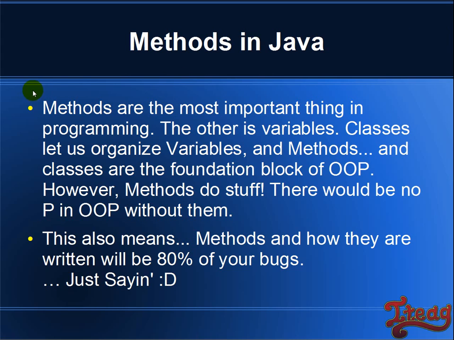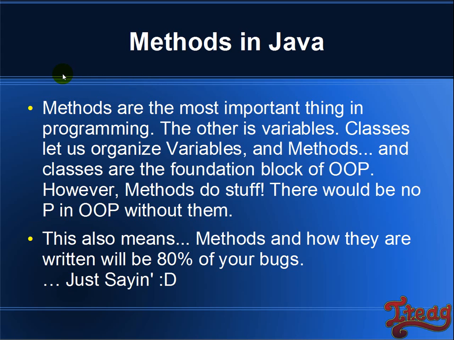So, methods in Java. Methods are the most important thing in programming, in my humble opinion. Yes, there is another important thing called variables, but methods, all right? Java itself is based on classes, and classes let us organize the variables and methods and all that other good stuff. Classes are the foundation block of object-oriented programming. However, methods do stuff. There would be no programming in object-oriented programming without them. So that's why I think methods are the most important thing.